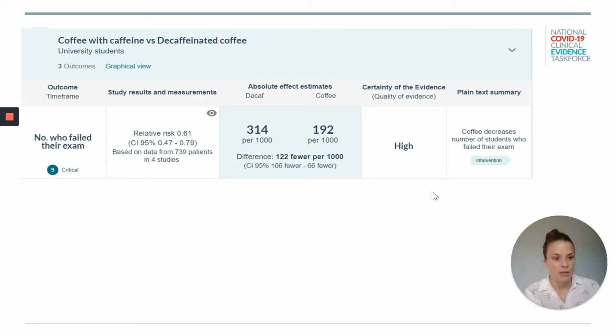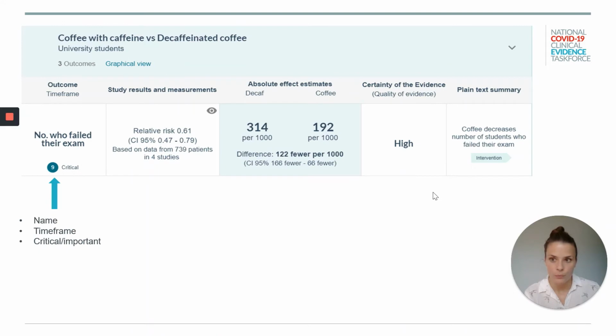So let's have a look at one of the outcomes. This is a so-called dichotomous outcome, so an outcome that is considered or evaluated as being present or absent, or where you can say yes or no to the given question. In the first column, we have the name of the outcome. So this would be the number of participants who failed their exams. And here it is also indicated whether this outcome is critical or important for this clinical question, for this PICO question.